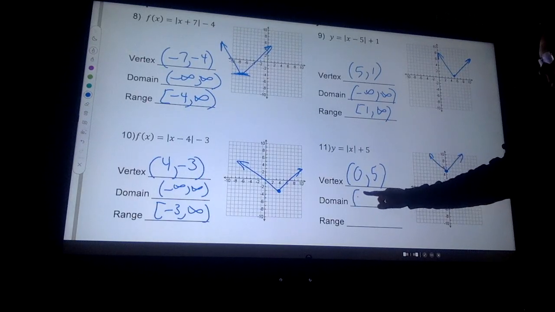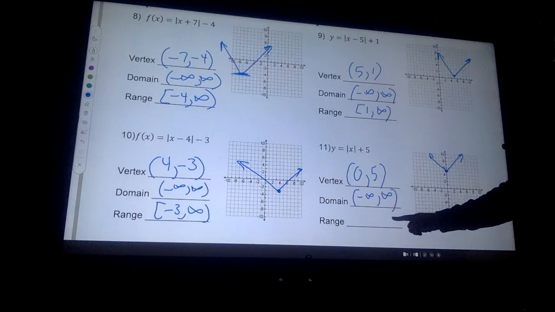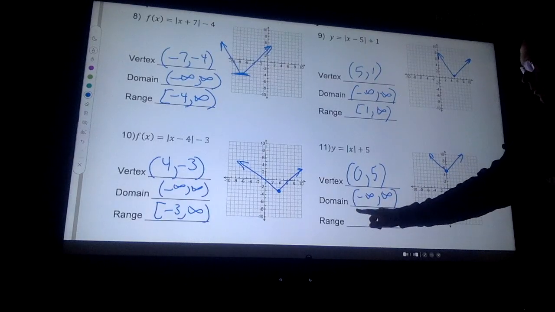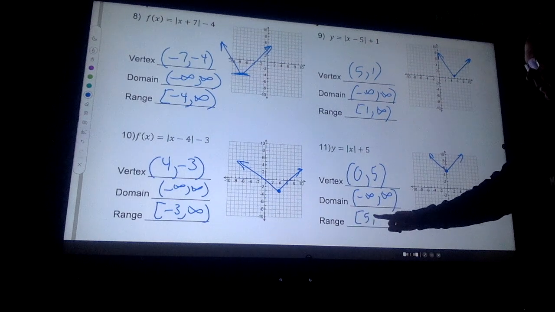Our domain is going to go from negative to positive infinity. Our range is going to go from that y value, which is 5, up to infinity.